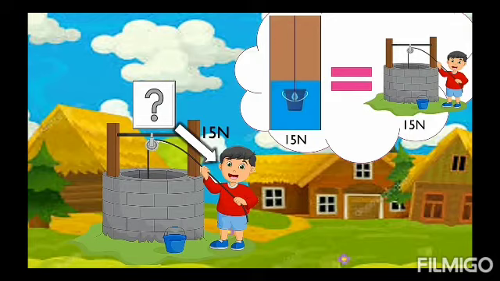So this case is the equilibrium state. Why equilibrium? Because you will get 0. Any force that gives 0 Newton is called equilibrium. At first, with 10 Newton force, the bucket moves downwards. When the boy uses 15 Newton force, it stops in the state of equilibrium. The boy uses 15 Newton force. This force is called equilibrium force.